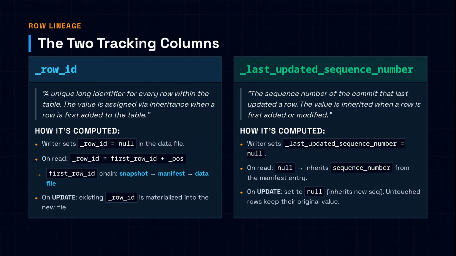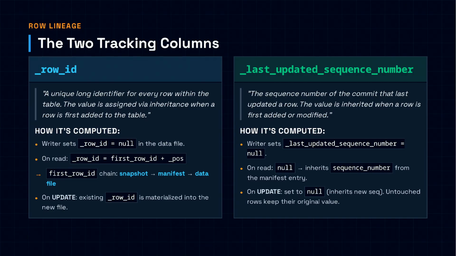So the next feature is the row lineage tracking column read. Iceberg introduced row ID and last updated sequence number for row lineage tracking. Row ID is the unique identifier for a row across the life cycle, and last updated sequence number is tied to the snapshot that a row has been added or modified in. And how it's computed is shown on the screen.